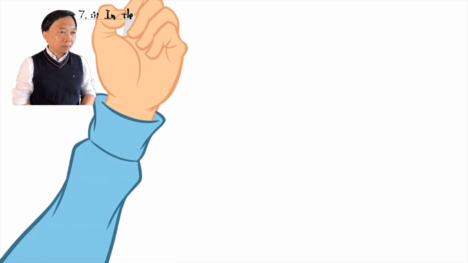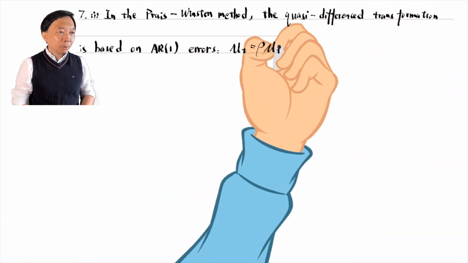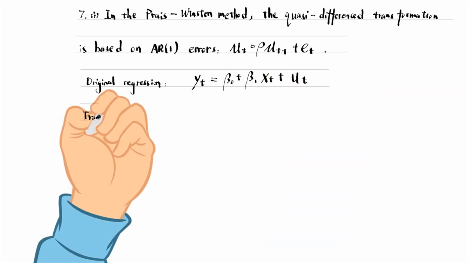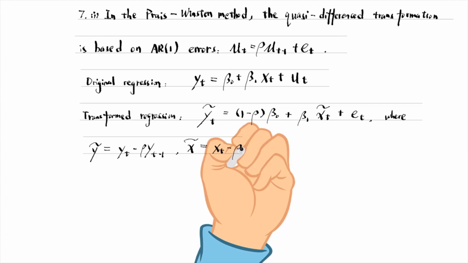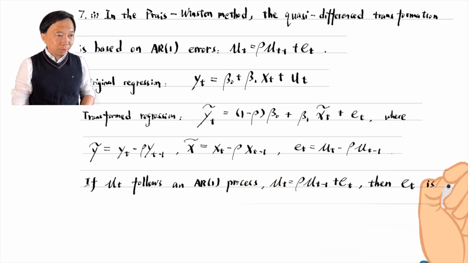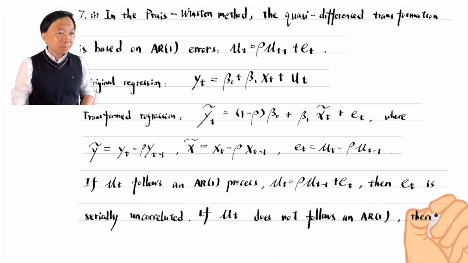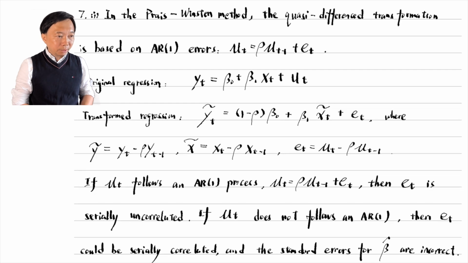In the Prais-Winsten method, the quasi-differenced transformation is based on AR(1) errors. Consider a simple regression model. The transformed regression model is serially uncorrelated only when the error term μt in the original model follows an AR(1) process. If μt does not follow an AR(1) process, the error term et in the transformed regression model could be serially correlated, and the standard errors for the coefficients are incorrect.